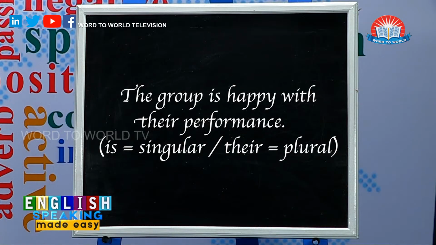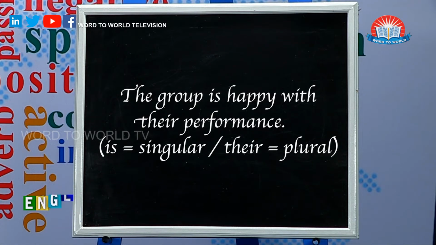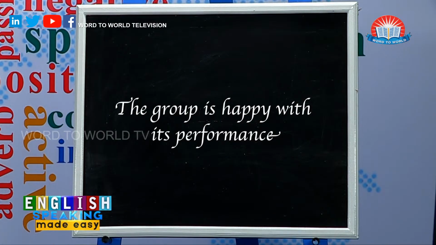For example, just look at this example. The group is happy with their performance. Remember, "is" is singular, "there" is plural. So, if you want to denote that the group, everybody in the group, was happy with the performance, do not use a plural, take the group as a singular unit. So, instead of "their", say the group is happy with its performance.